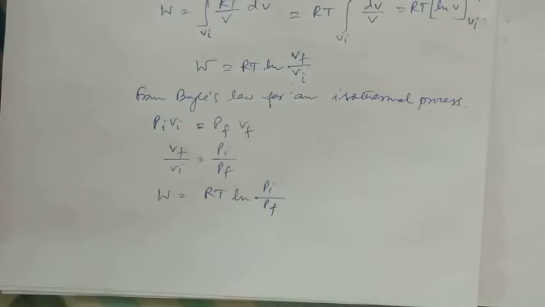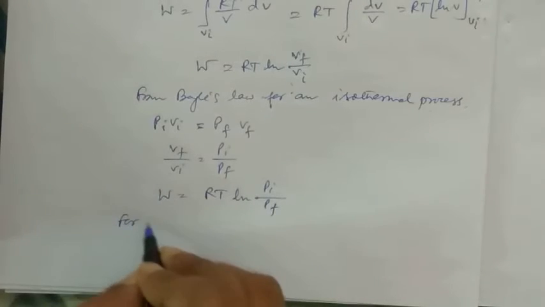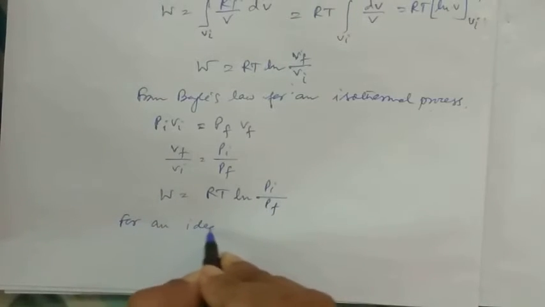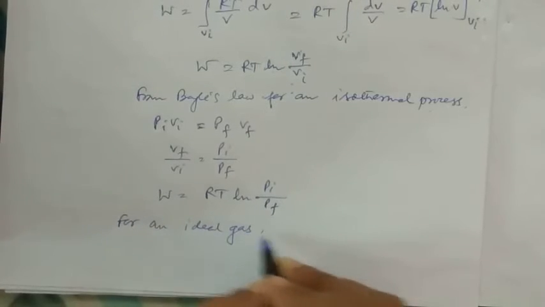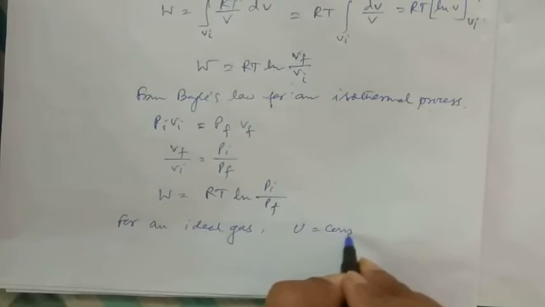Now for an ideal gas, U is constant. For an ideal gas, U is equal to a constant.